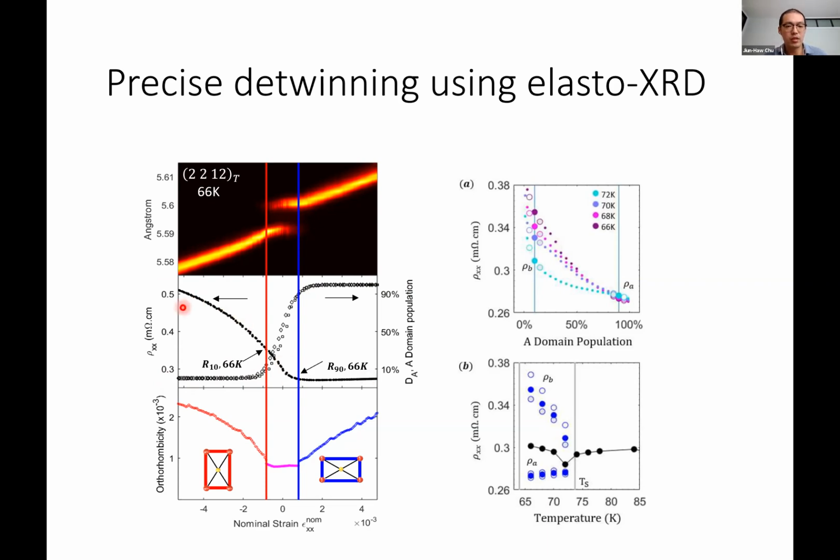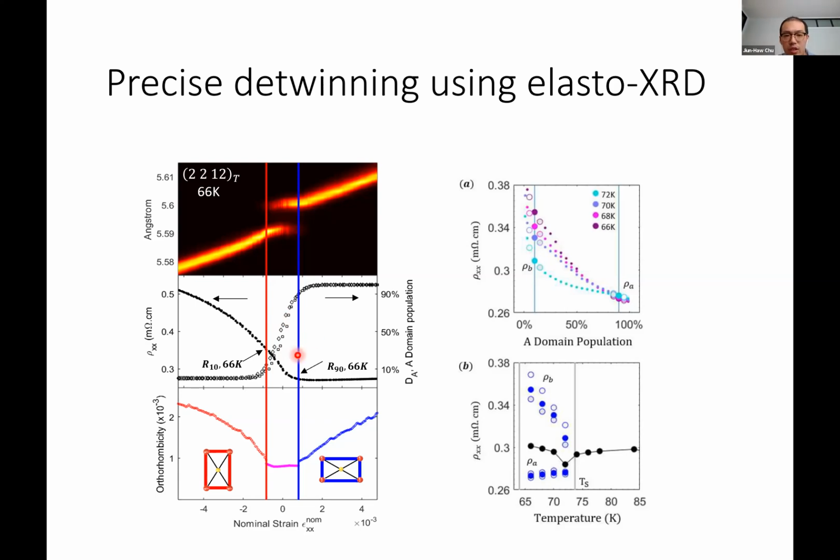So you can see that even if we fully detwin the crystal, it's very hard to tell from resistance alone that we have already detwinned the crystal, especially in this region where we detwin the crystal, but the resistance is basically a very smooth curve across this. So it's only with the help of X-ray diffraction that we'll be able to know that we're only detwinning the crystal, but not actually further distorting the crystal lattice.